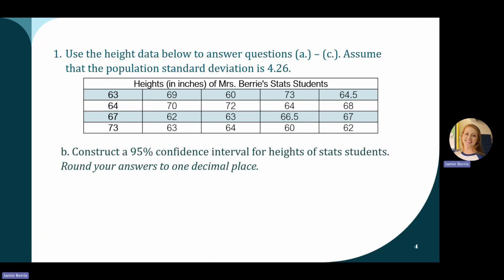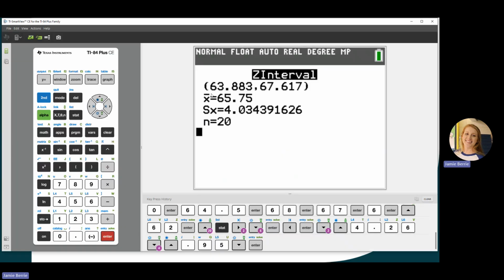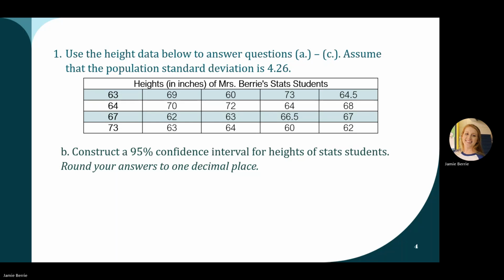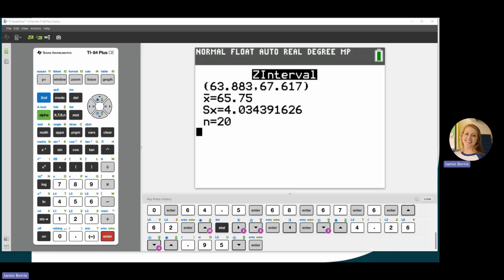All right, and now we can construct the 95% confidence interval, or I should say report the interval since we've already constructed it. There's our interval, and we're supposed to be doing one decimal place. So we'll do 63.9 to 67.6. Naturally, I've already forgotten. 63.9 to 67.6.